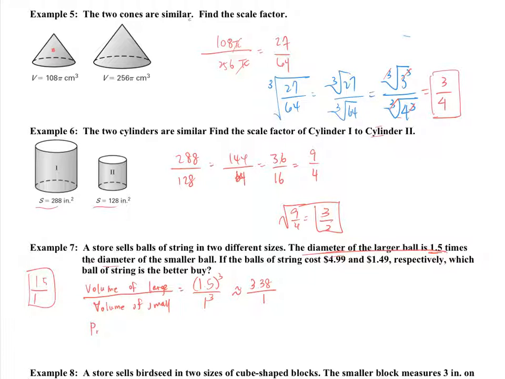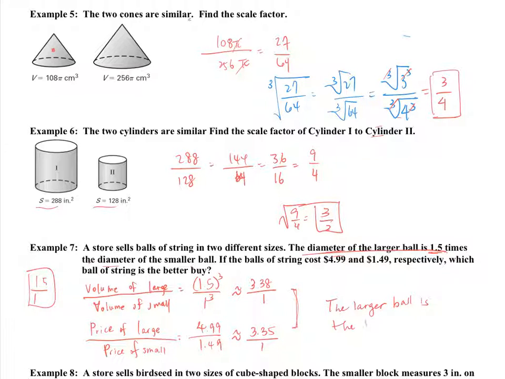And the price of the large one to the price of the smaller ball is 4.99 to 1.49. And that's about equal to 3.35 to 1. Therefore, the larger ball is the better buy.